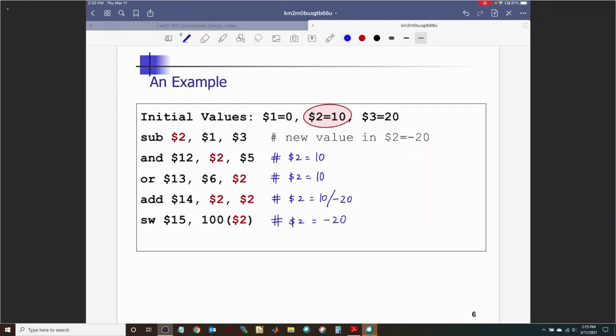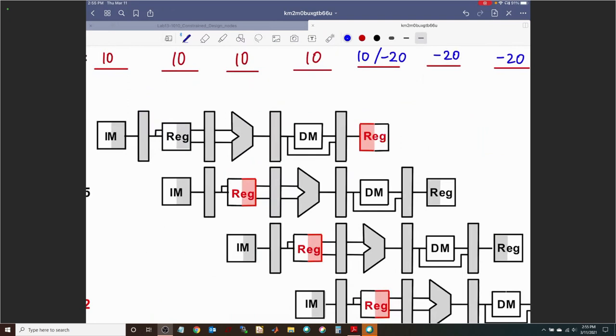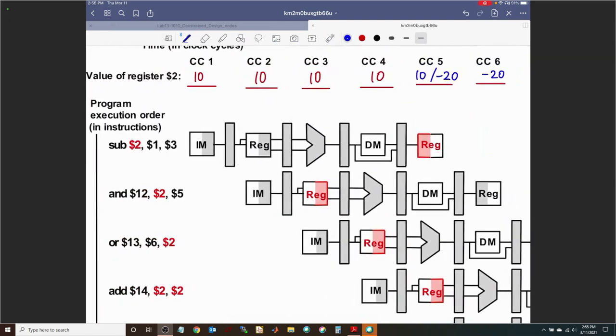Now, let me come back to this and think a little bit wishfully, right? When you look at this, what would you wish that happened so that you didn't have this problem? I am writing to the register over here. But what is the value that I'm writing? I'm writing negative 20 to $2 over here. But where is that negative 20 being computed?